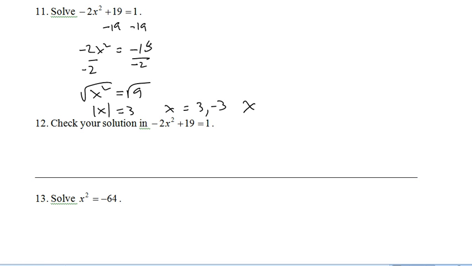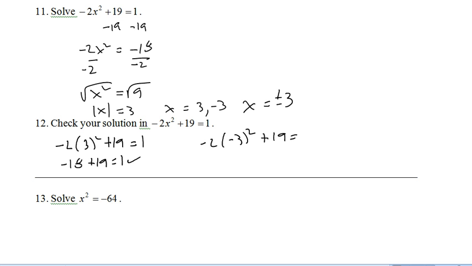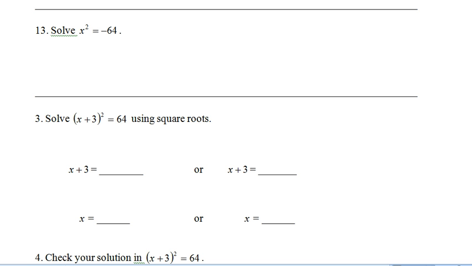Lazy way to write this is I can write x equals plus minus 3. That's just a lazier way to write the exact same thing. And let's check it. So negative 2 times 3 squared, that's going to be negative 18 plus 19 equals 1, is true. And same thing, negative 18 plus 19 equals 1. Perfect. So we've got two values of x that make our original equation true. They're both solutions.